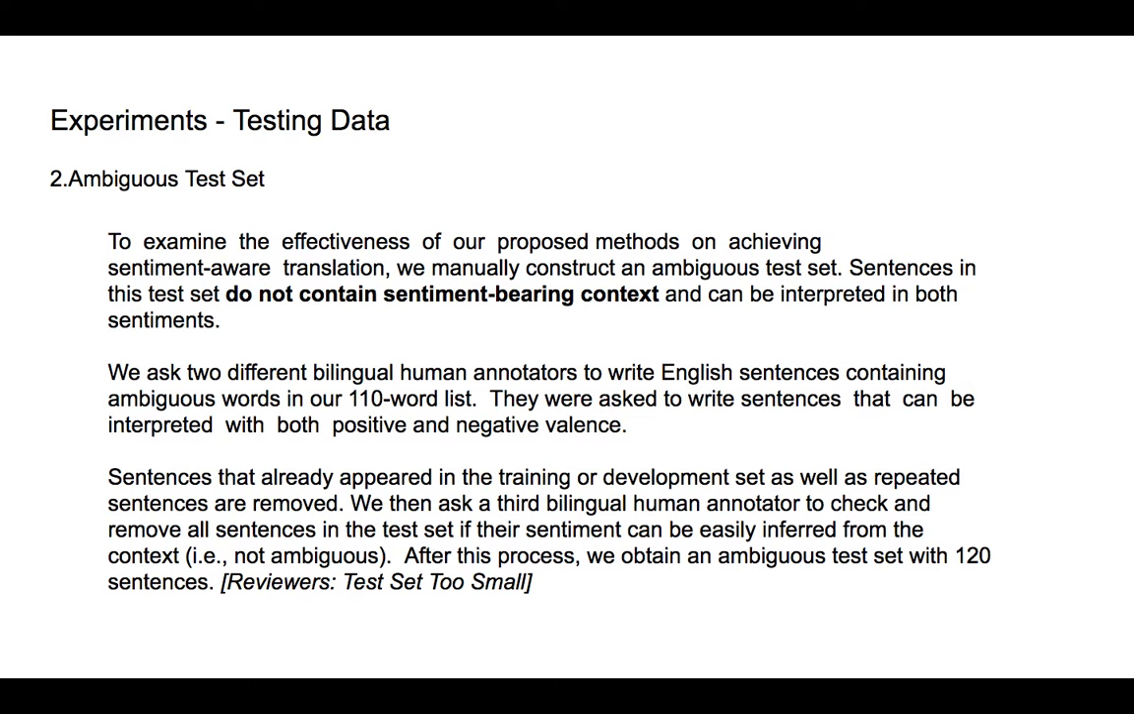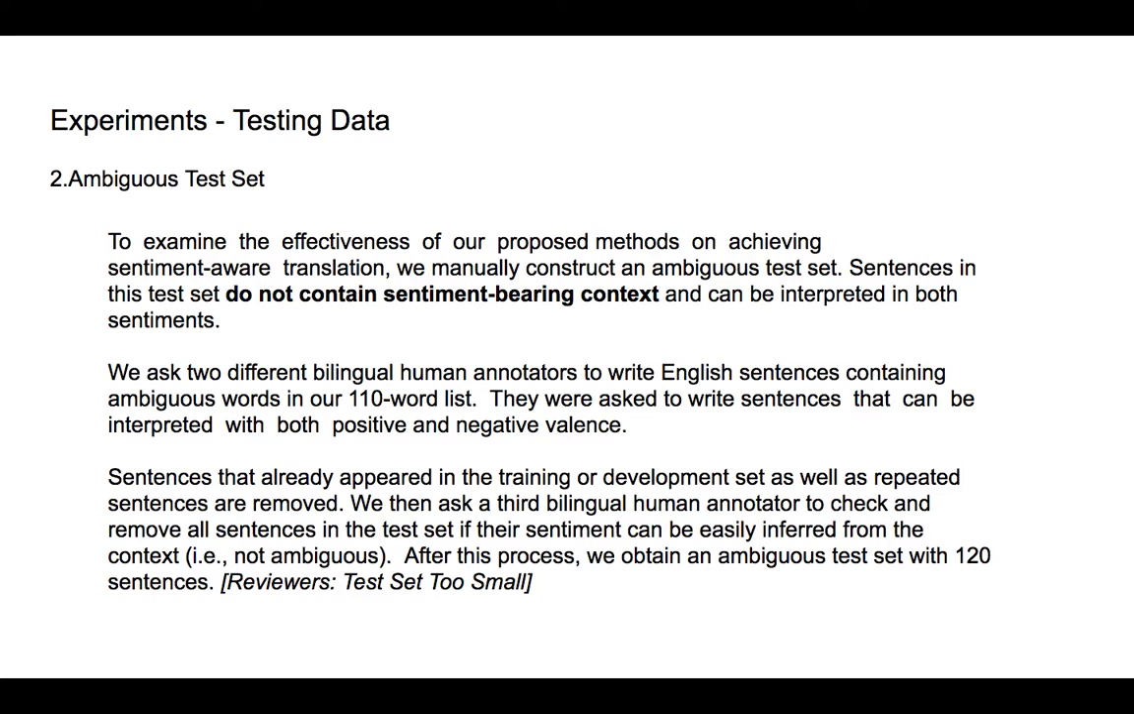Next, we have an ambiguous test set. This is the more important one, because in this test set we manually construct all the sentences, and the sentences do not contain any sentiment-bearing context, and can all be interpreted in both sentiments. To construct it, we ask bilingual human annotators to write English sentences containing the ambiguous words in our list, such that all the sentences can be interpreted in both positive and negative valence.